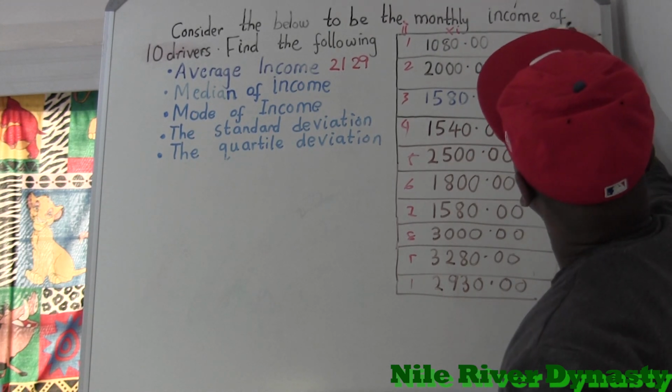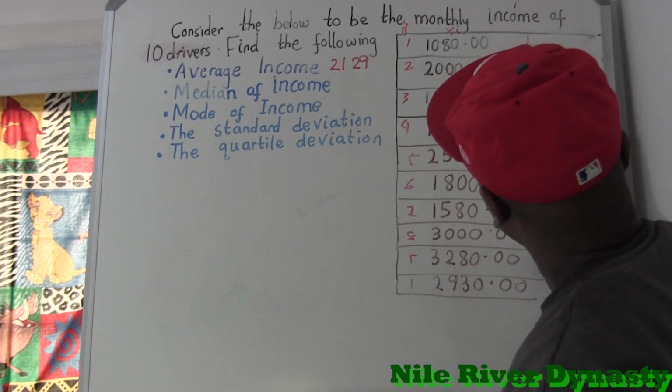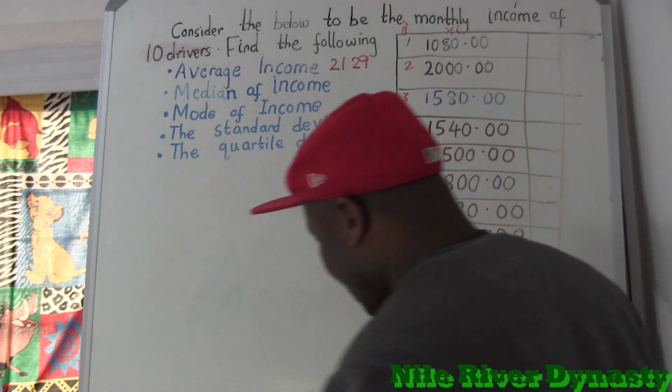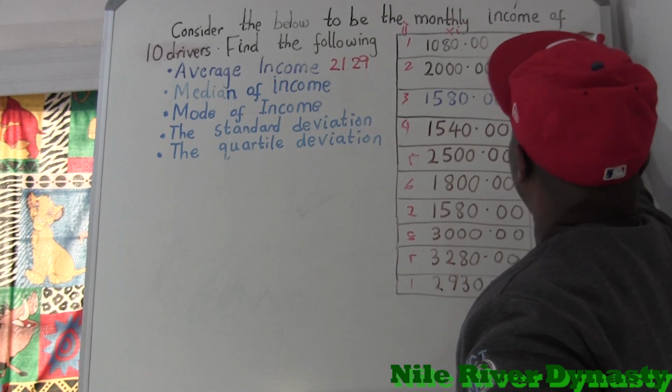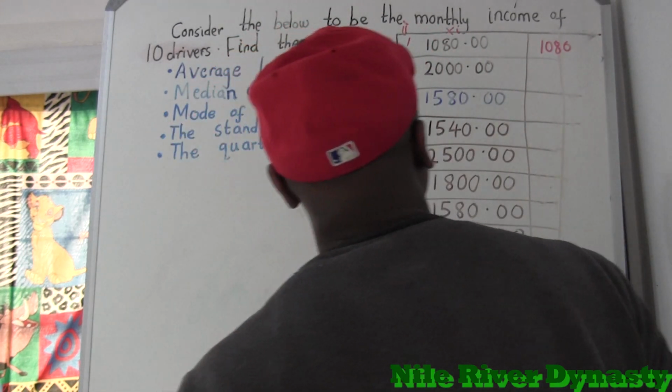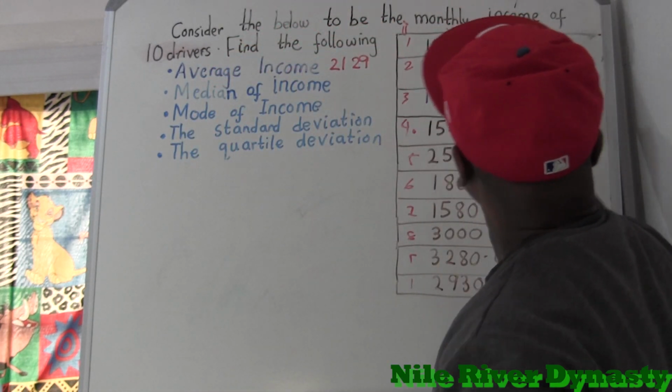Now let's look. Which one is the smallest one here? Oh, it's 1080. So 1080 is the smallest one. The next one is 1540.